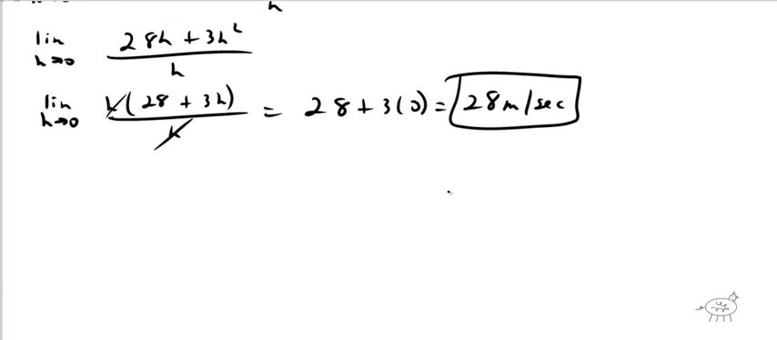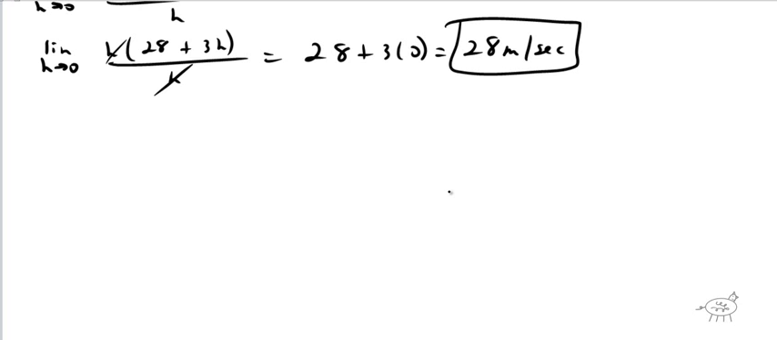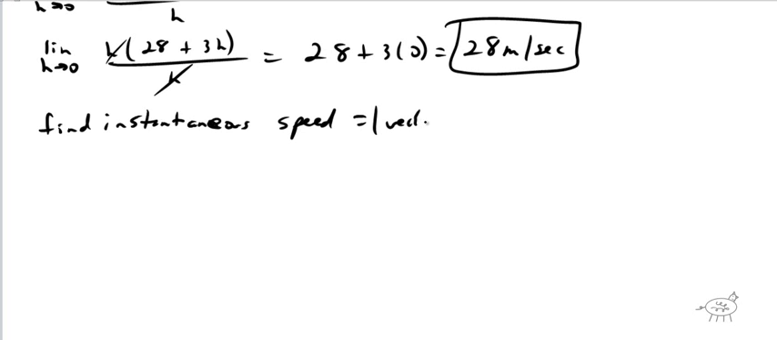Okay? I can ask you a couple other questions here. Find instantaneous speed. What's the relation between speed and velocity? Well, speed is just the absolute value of the velocity. That's all. Okay? Really, really easy. So actually, in this case here, the absolute value of 28 is just 28. So it's also 28 meters per second.